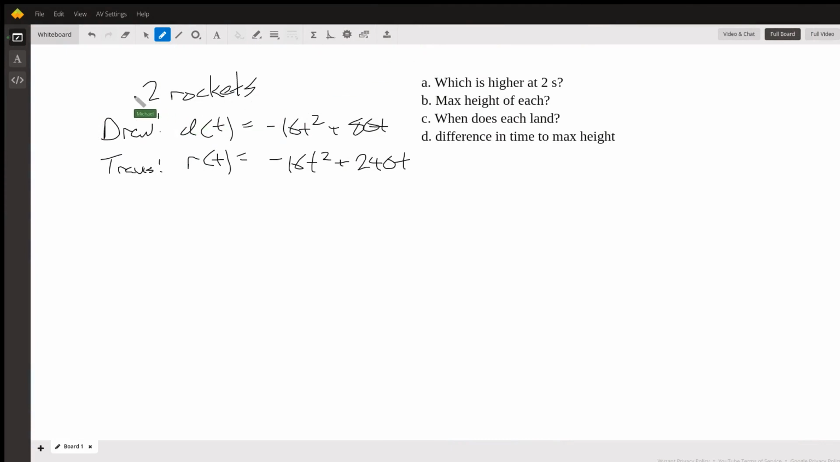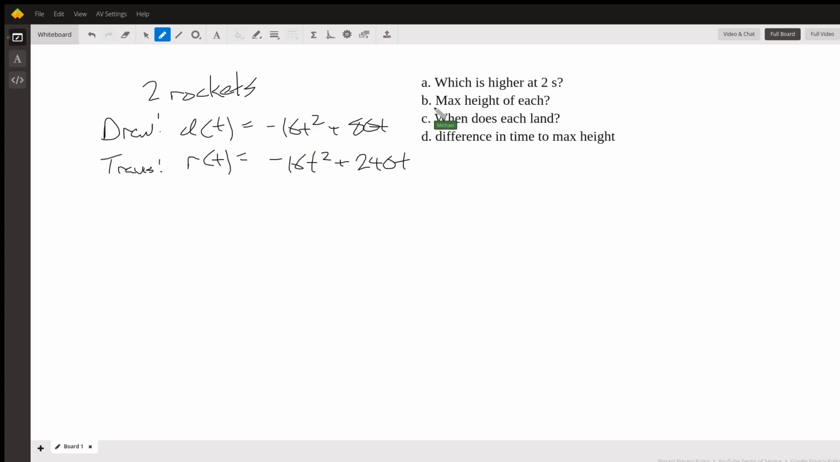All right, we're going to look at the question of two rockets being launched, one with this equation and one modeled by this equation, where that's the height after t seconds have passed. The first question is which one is higher at 2 seconds? Basically, all you've got to do is plug in a 2 wherever you see a t and get the answer. I'll let you do that. But hint, the one that adds the bigger number is probably going to have the bigger number.